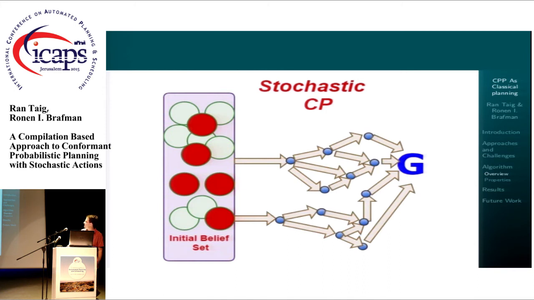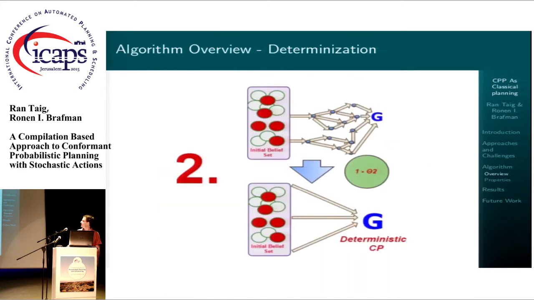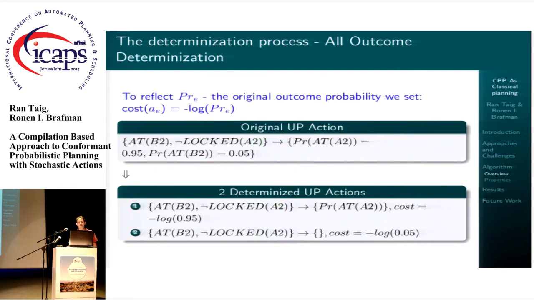The second stage: now we have a stochastic conformant planning problem, as I said, and we determinize it further to get a deterministic conformant planning problem. We use a version of the all-outcome determinization. It means that we create a separate action for each possible outcome. And to reflect the original probabilities of each outcome, we model the probabilities as action costs, and we move to log space to allow modeling products as sums, because we're going to use a cost-bounded planner that doesn't know how to work with products.